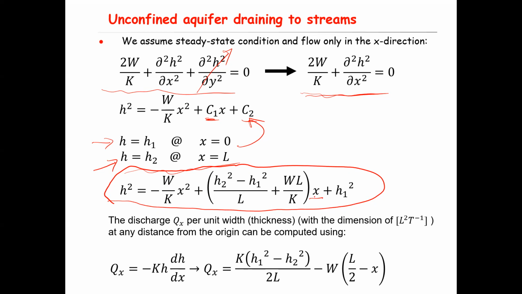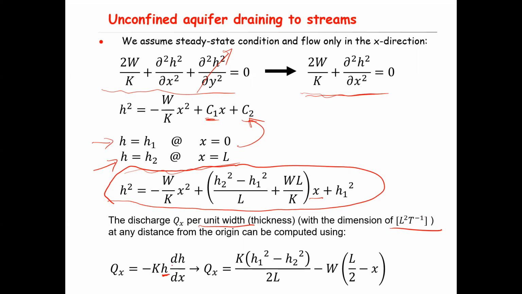Sometimes we also want to calculate the discharge Qx per unit width or thickness at any distance. You just multiply, basically, you have Darcy's law, that is minus K dH over dx, by the H. Because this is the discharge per unit width, and Darcy's law gives a velocity with unit of length per time, you multiply it by another length, therefore the unit of this Qx will be L squared per time.